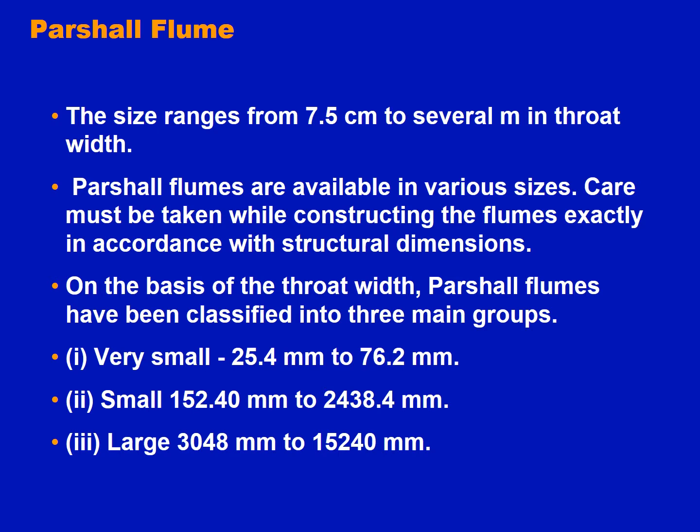So these are based on the size. If it is 25.4 mm to 76.2 mm, then we can say it is very small, similarly small and large. So depending on the size of the throat, we can classify the Parshall flume according to size: very small, small and large.